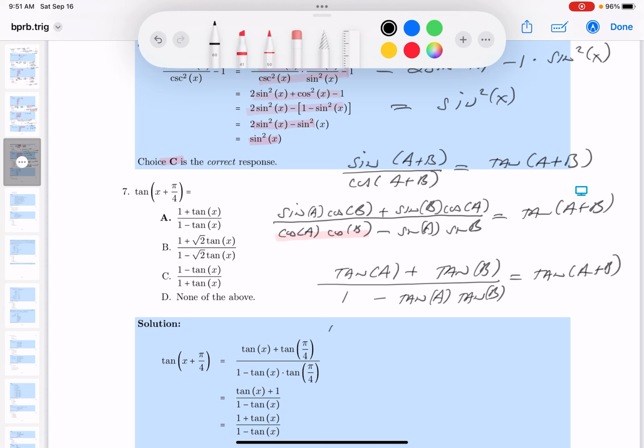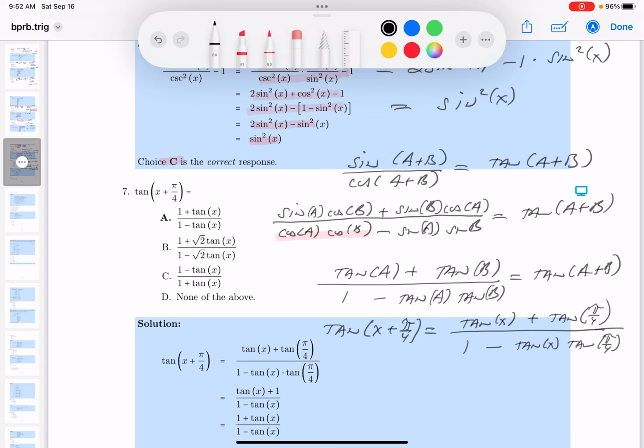And let me write it down for you now. The tangent, well, I don't want A plus B. I want x plus pi over 4. What do you get there? I'm going to be careful. The tan of A, tan of x, plus the tan of B, which is tan of pi over 4. What goes on the bottom? 1, and then minus tan of A, which is tan of x, and then the tan of B, which is tan of pi over 4.